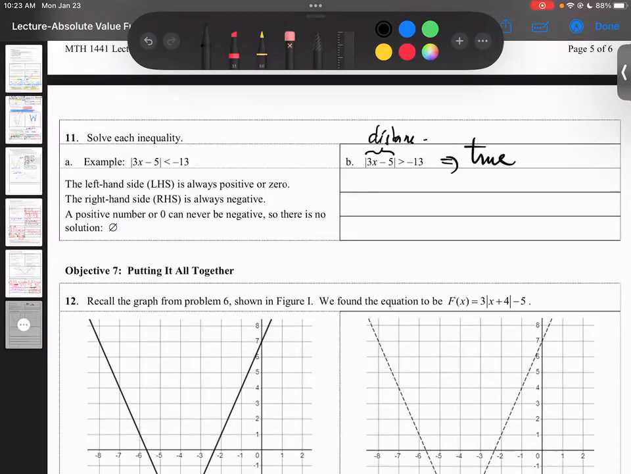So what's your solution? Everything, right? Everything. If you don't trust me, you can check it yourself. Go home and do it. Do the positive case and negative case.